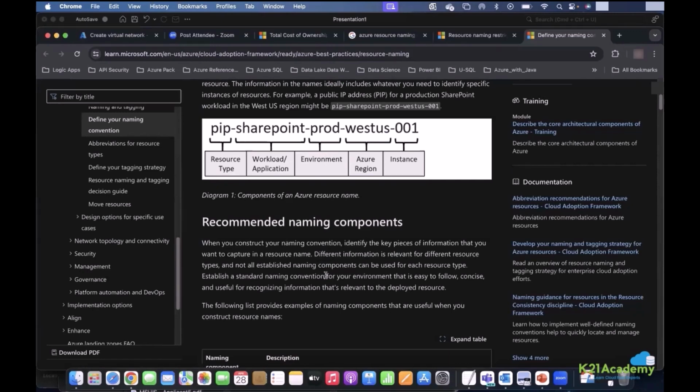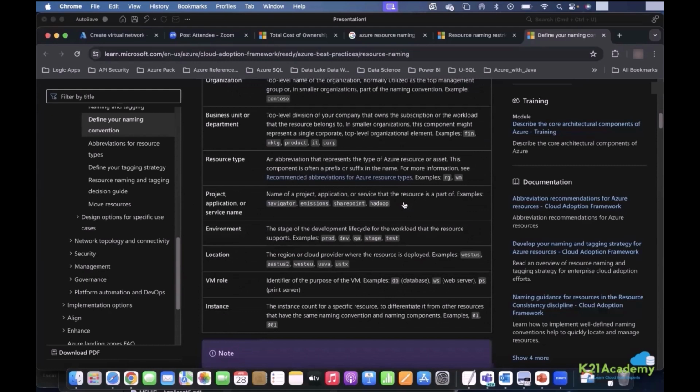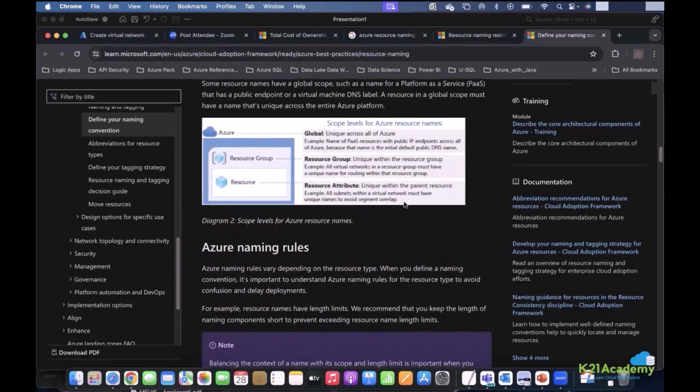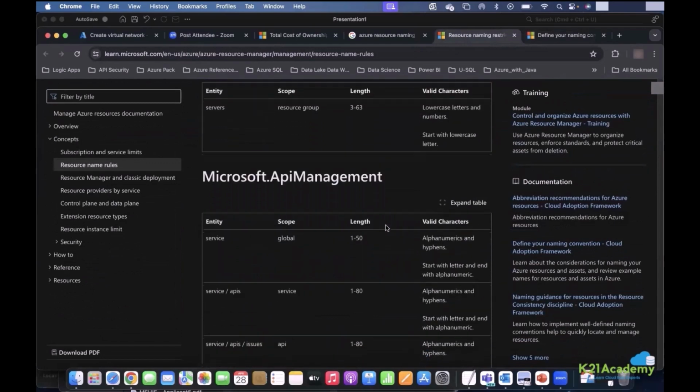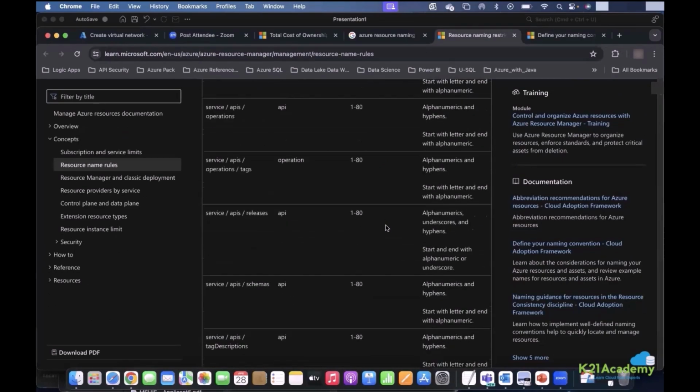There are some recommended naming conventions and approaches given on how you name your services. It's like resource type, the workload or application running on that particular resource, whether it's a dev, stage or prod environment, under which region you have deployed it, and how many instances there are, like 01, 02, 03, something like that. There are different criteria defined from the naming convention point of view, which you can follow and standardize within the organization so that people will be able to follow it.